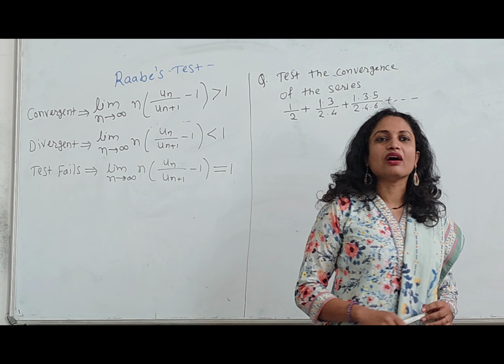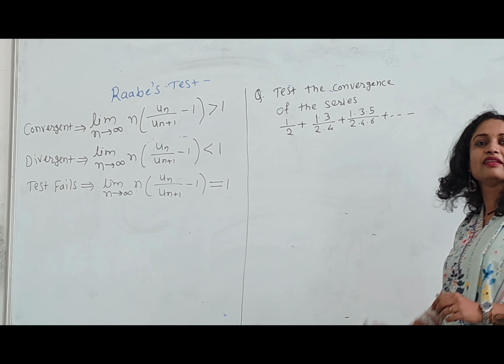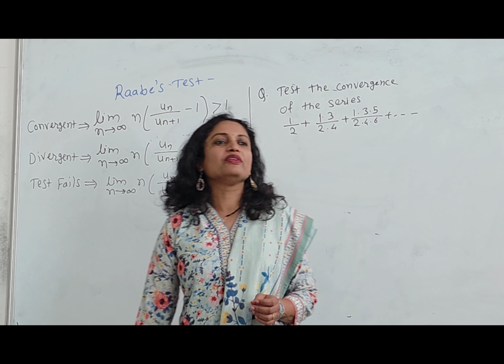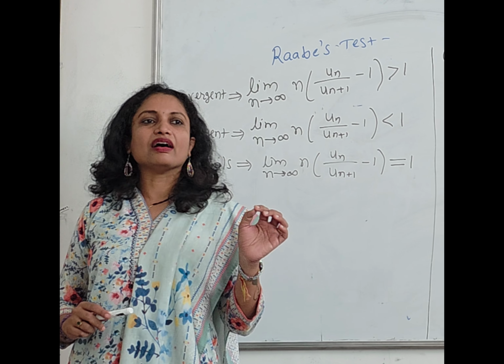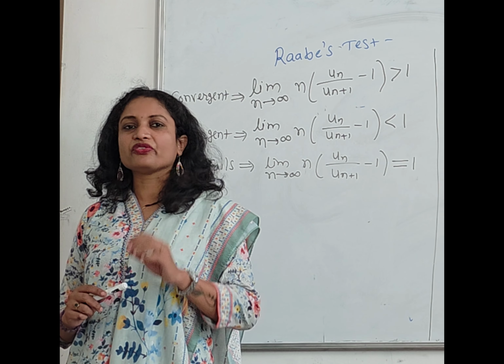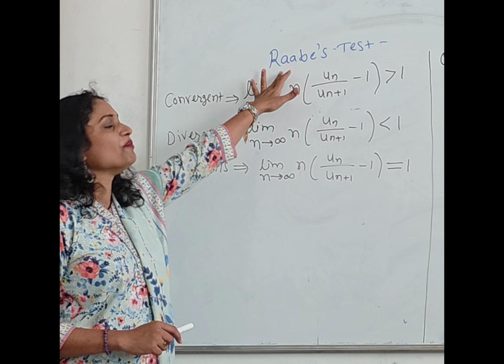Good morning all. So today's topic is Raabe's test. Raabe's test is used when you apply the ratio test and you get the answer 1. Meaning when the ratio test fails, you are going to use Raabe's test.